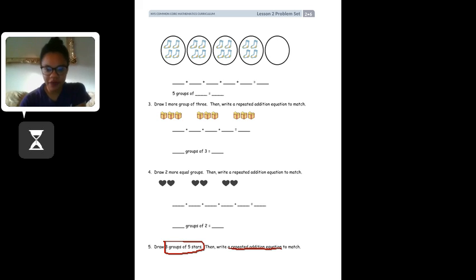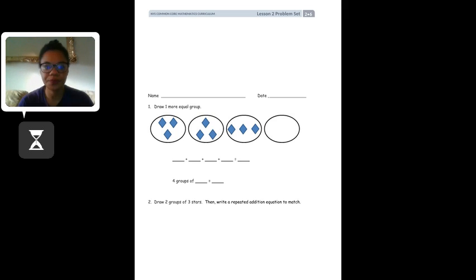So let me make sure this doesn't fade. Except we're not going to finish working this problem out. We're going to go to the next page so we'll have more room. So remember, we're going to do 3 groups, 3 circles, 3 equal groups that has 5 stars in each group. So let's go to the next page.